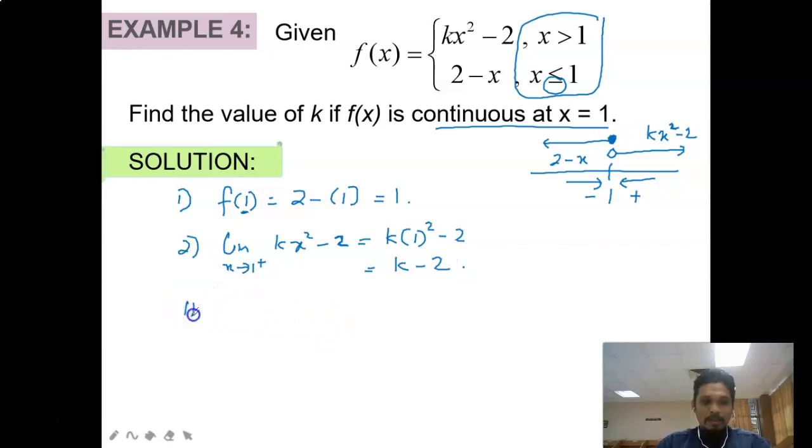So then, because the limit when x approaching to 1 of the function f(x) must equal to the function when x is exactly equal to that point, which is 1 right now, then k minus 2 equal to 1. K equal to 3. Okay.